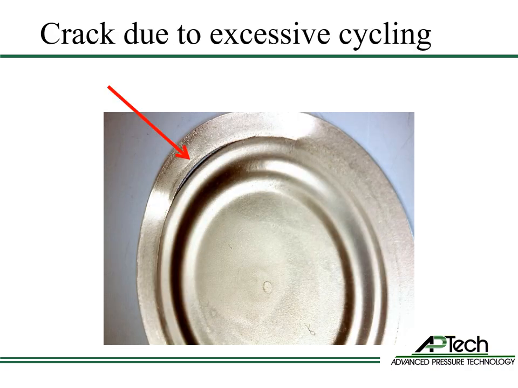In this image, the diaphragm on this free poppet regulator cracked due to excessive cycling. The cause of failure is stress fracture due to metal fatigue. The location of the stress fracture is often at the point of highest stress near the outer convolutions.